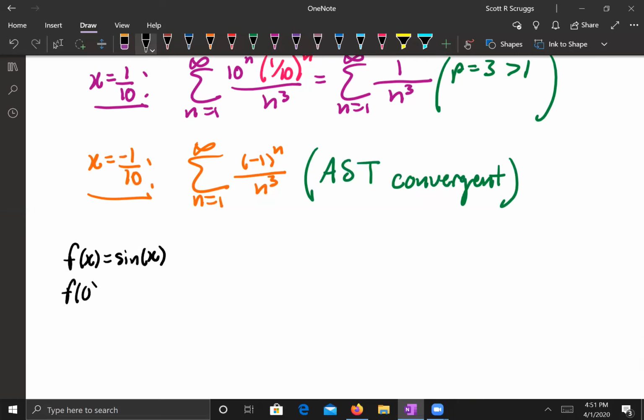You said f of 0 and then f of 0.2? They wanted f of 0.2 and f of 0.4. Oh, I got you. Okay. And the format for the answer was "the maximum error is approximately blank," and then it was multiple choice on what our capital M value was. Okay, got you.